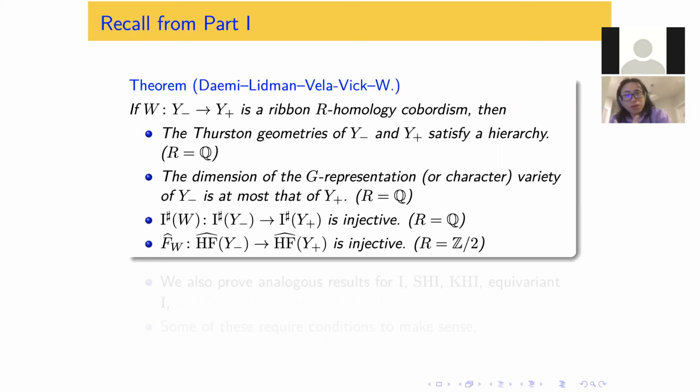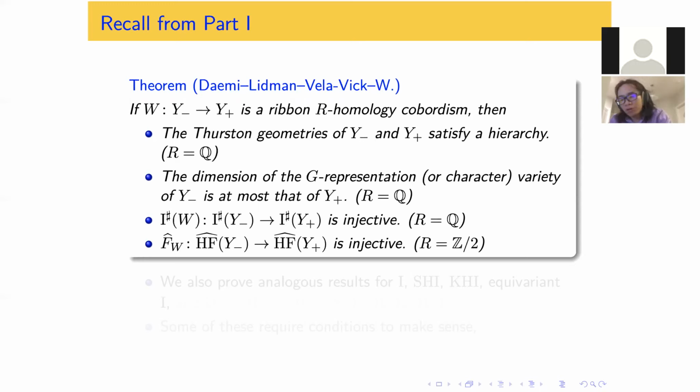We also proved that the dimension of the G representation or character variety of Y minus is at most that of Y plus. And we also prove that the instanton Floer homology and Heegaard Floer homology of Y minus and Y plus satisfy the condition that the cobordism maps associated to W are injective. For a technical reason, the Heegaard Floer statement works only for ribbon Z mod 2 homology cobordisms, whereas the other statements work for Q homology cobordisms, which are more general.